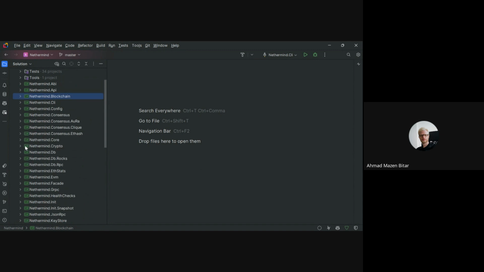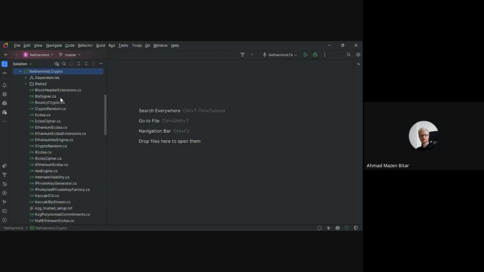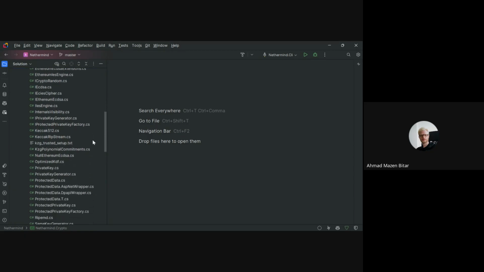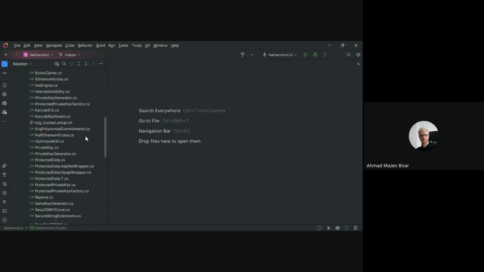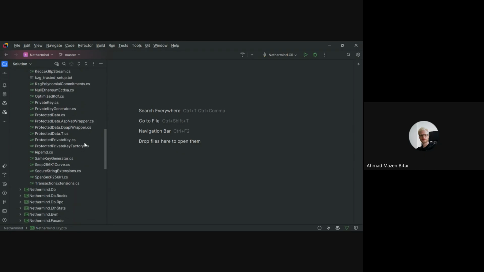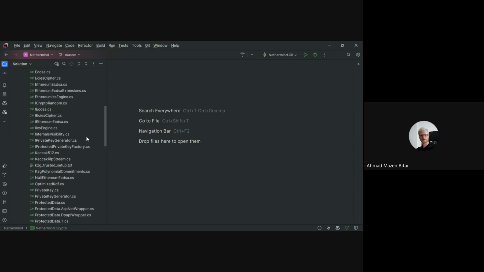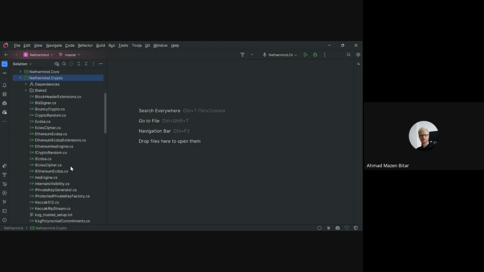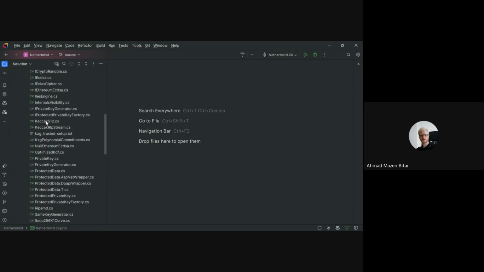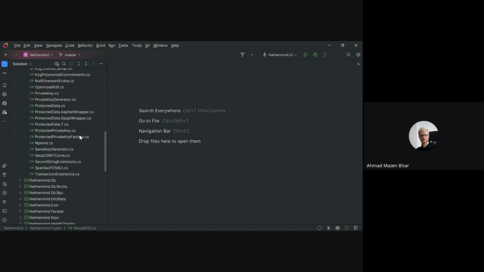And then I will move on to Nethermind crypto. This is where all the cryptography stuff happens, right? So here we have the ciphers, the algorithms, the signatures, the curves, the ECDSA curves, the SECP curves, all of these things, the Blake2 implementation. Anything related to cryptography, you will find here. The Keccak 512, for example, etc.